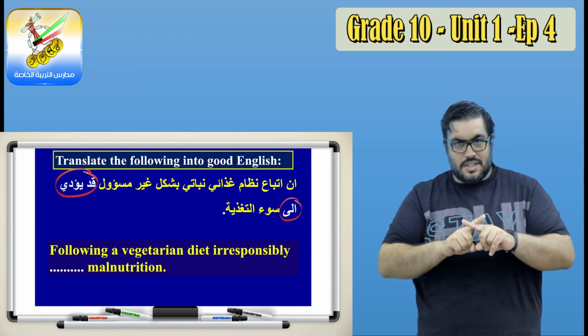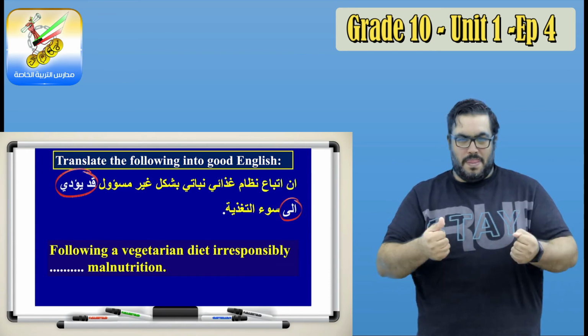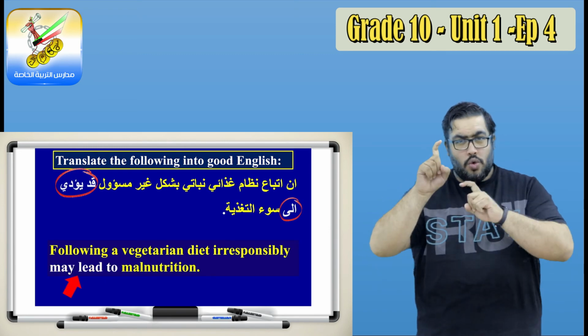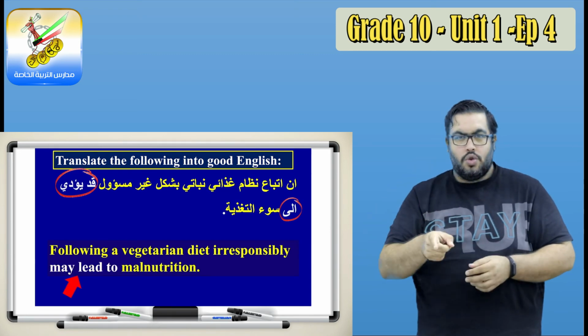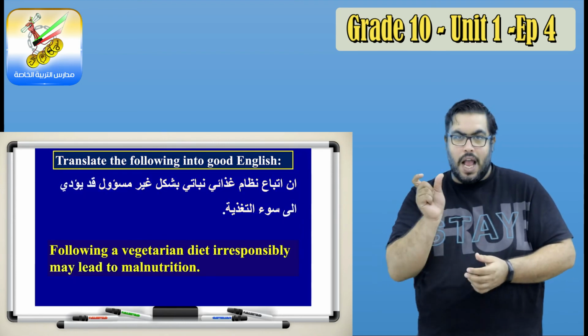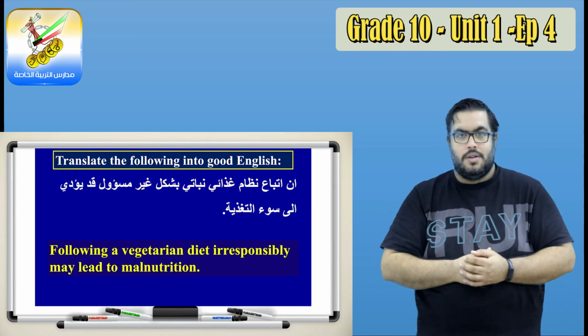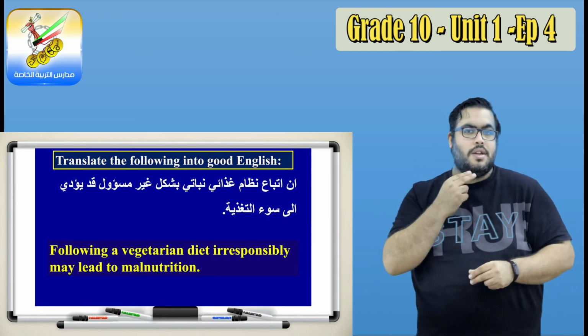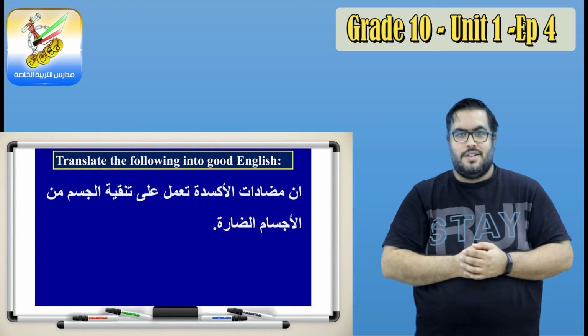So here we have قد يؤدي إلى. This is our missing word. It may lead to malnutrition. This is the translated meaning. This is how the full sentence should look like. Following a vegetarian diet irresponsibly may lead to malnutrition. This is our second sentence.